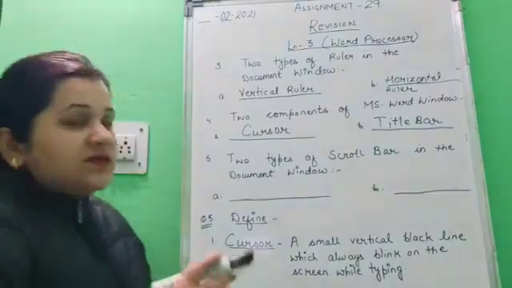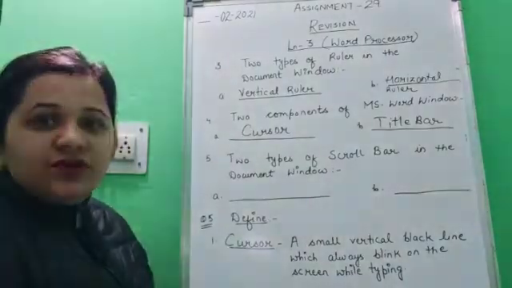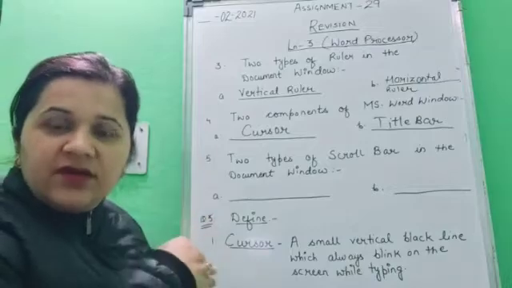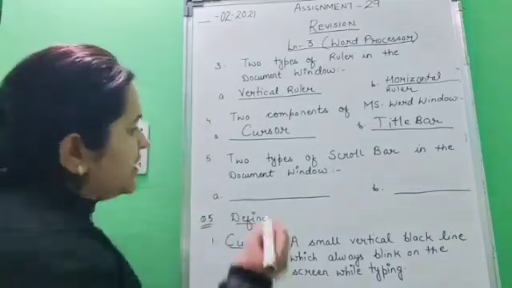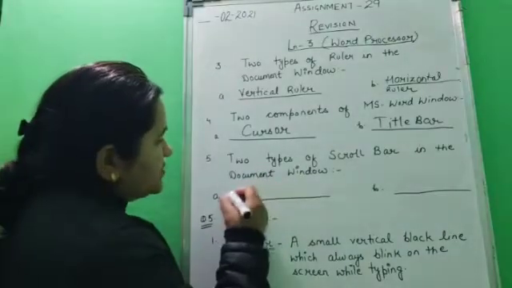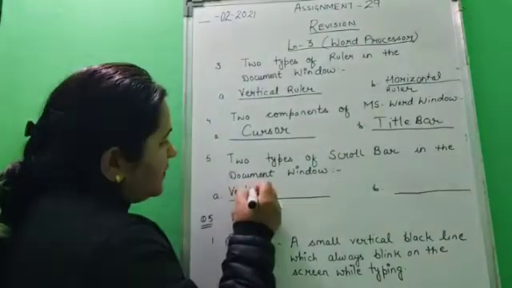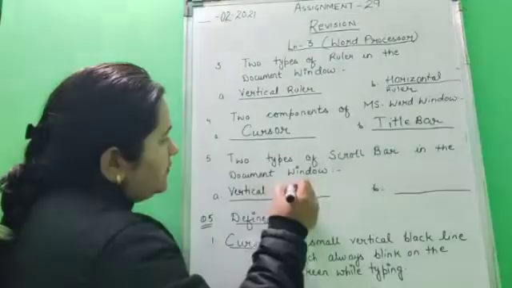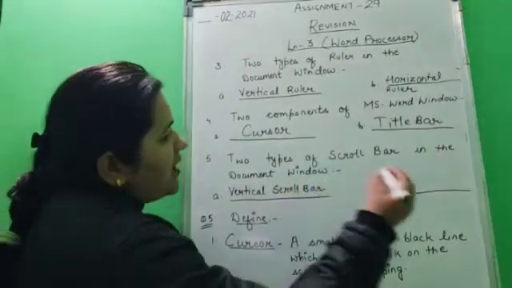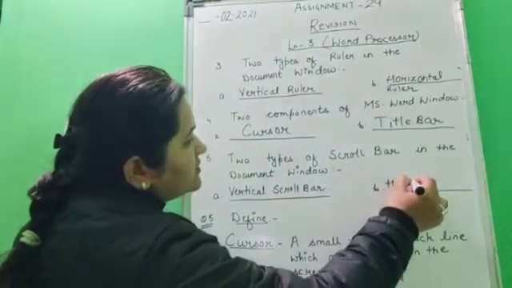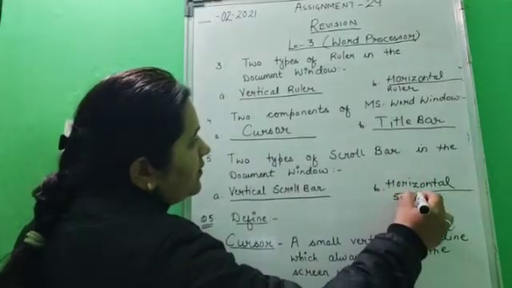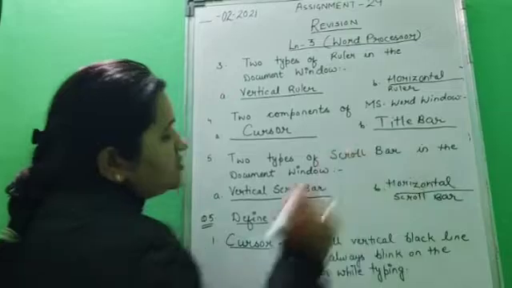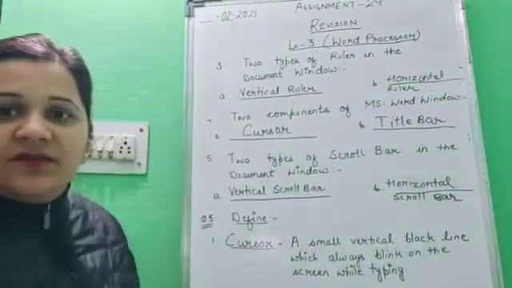Okay children, there are two types of scroll bar present on the document window. Scroll bars are used to move the pages up and down. So there are two: write down vertical scroll bar and horizontal scroll bar. Okay children, these are the answers I have written over here.